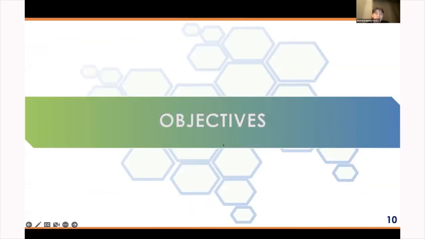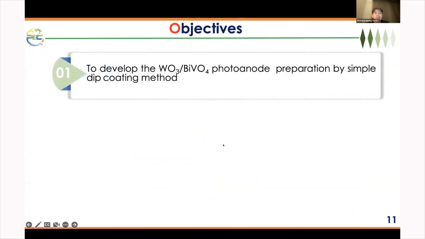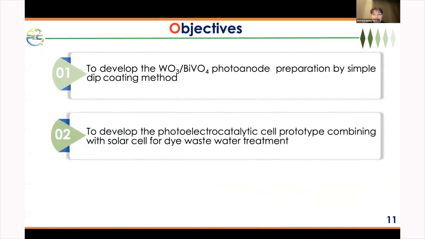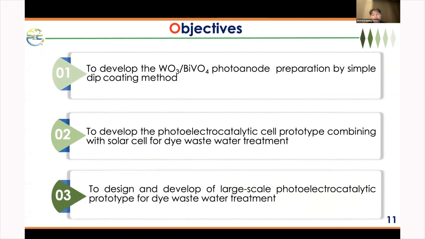And next, the objectives of this research. First, to develop the tungsten oxide bismuth vanadate photoanode prepared by the simple dip coating method. Second, to develop a photoelectrocatalytic cell prototype combined with a solar cell for dye wastewater treatment. And the last one is to design and develop a large-scale photoelectrocatalytic prototype for dye wastewater treatment.